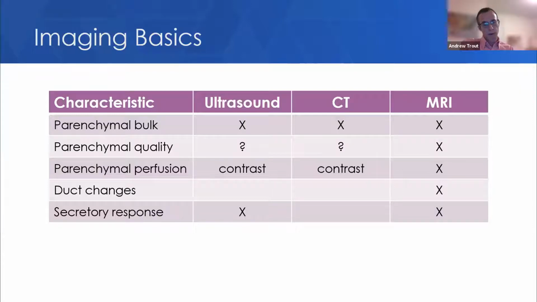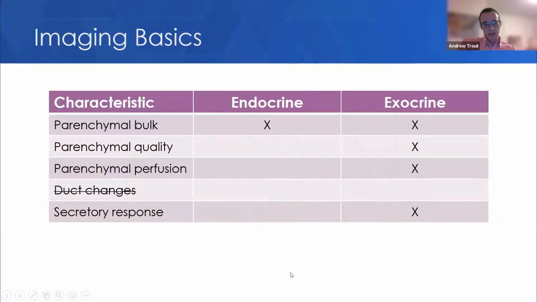When we think about parenchymal perfusion as a marker of pancreatic function, we can look at that with MRI without contrast material. But we can also look at it with CT and ultrasound with contrast material, with the caveat being that perfusion imaging with CT is a relatively high dose exam, so it's not really in favor per se. Duct changes are pretty much only assessed reasonably well by MRI. And then as it relates to secretory response, all that's out there in the literature at this point is using MRI and ultrasound to assess this.